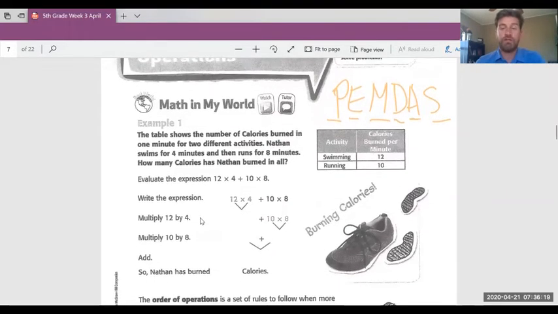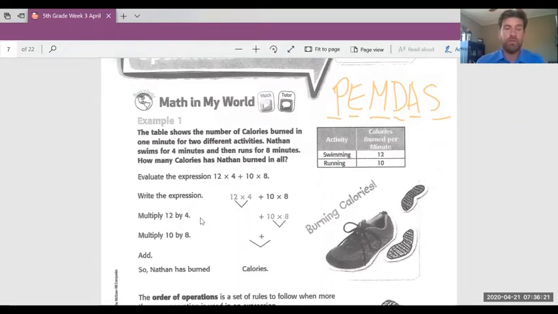So look at this. They don't even start you with a problem. They start you right off with a word problem today. It says this table here shows the number of calories burned in 1 minute for two different activities. Nathan is swimming for 4 minutes, and then he runs for 8 minutes. How many calories has Nathan burned in all? So we have to figure that out. What they do is give us the expression. What we're going to do is incorporate PEMDAS into it.